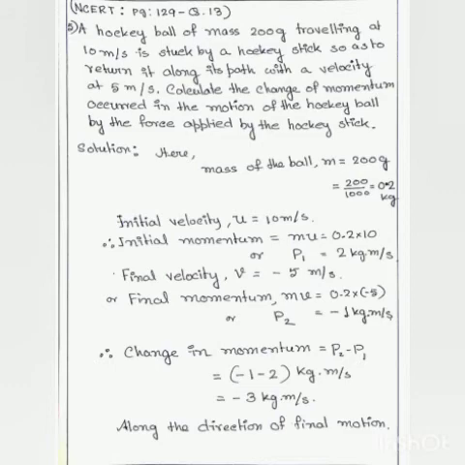Therefore change in momentum will be p2 minus p1, that is final momentum minus initial momentum. Here final momentum is minus 1, initial is 2. So minus 1 minus 2, that is minus 3 kg meter per second. And it is along the direction of final motion.